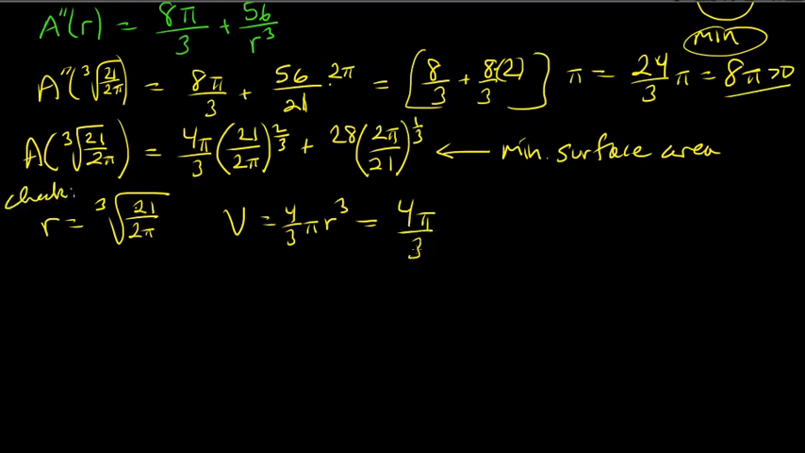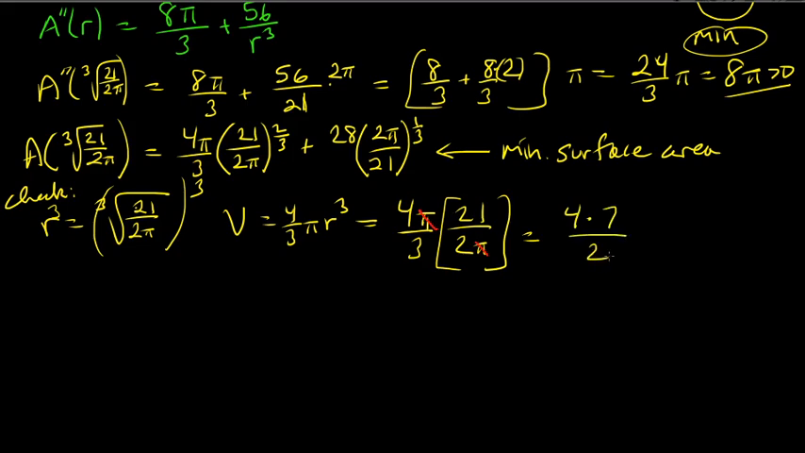4 pi over 3, and then, good thing, we need r cubed here. So r cubed is just going to be 21 over 2 pi. Okay, and what do we have? Well, the pi's cancel, right? Pi over pi is 1. And 21 over 3 is 7. So we get 4 times 7 over 2. 2 times 7 is 14. So that's pretty convincing. 14 cubic centimeters. That is the volume of a sphere.